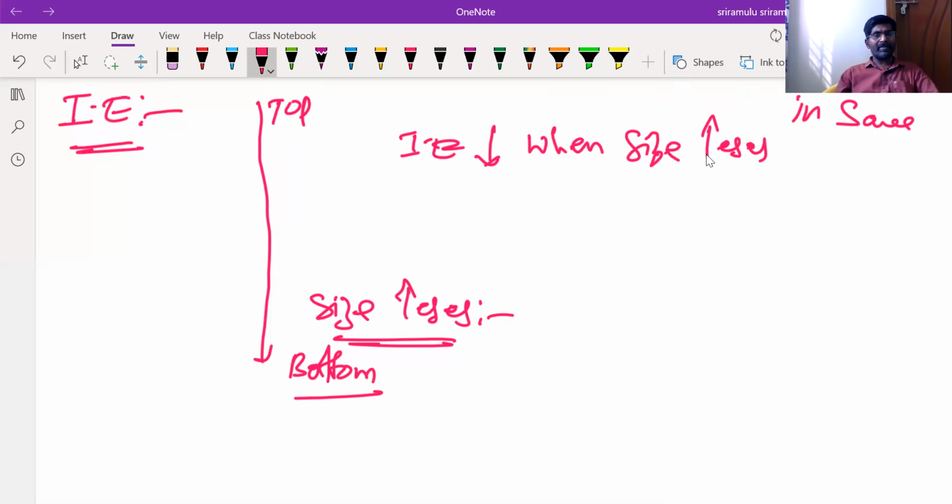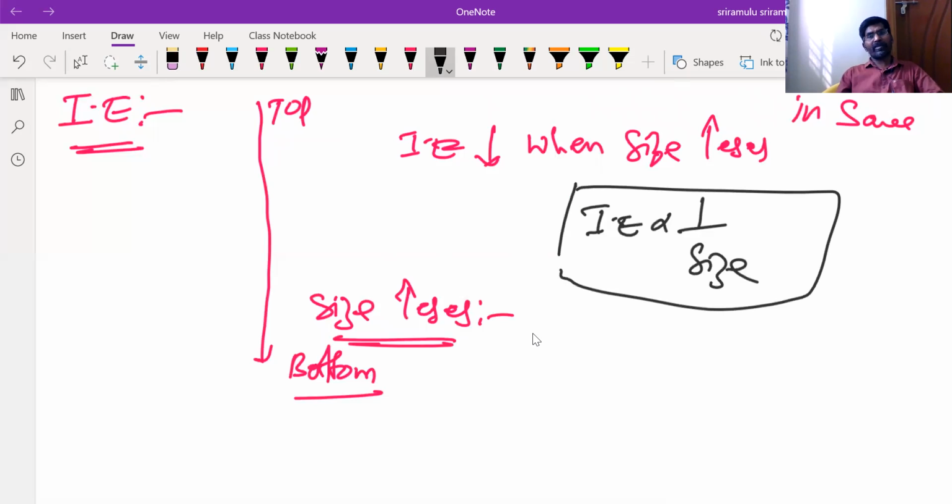That means, students, you have to write like this: ionization enthalpy is always inversely proportional to the size. Is it clear now? So when size increases, ionization enthalpy decreases. When size decreases, ionization enthalpy increases. This is the phenomenon.